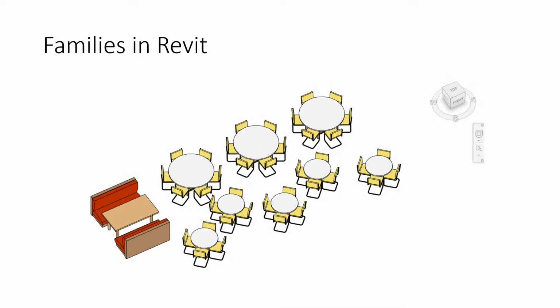Families are actually very important. You should know what is a system family, what is a loadable family, what is a model in place family, and doing 3D modeling is very easy. We have only 5 tools: extrusion, blend, sweep, swept blend, and revolve. These are basic. With the 5 tools we are going to model all the families. This is easy to do, but you have to follow certain steps to understand families in Revit.